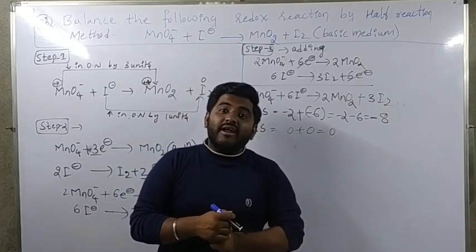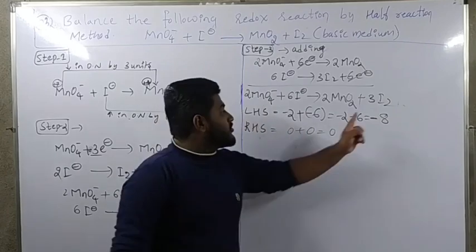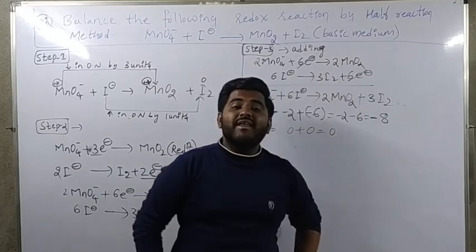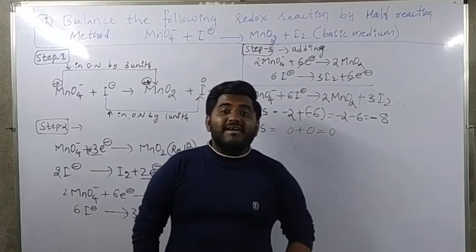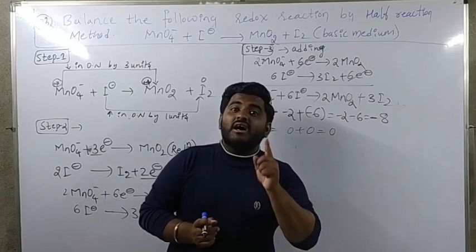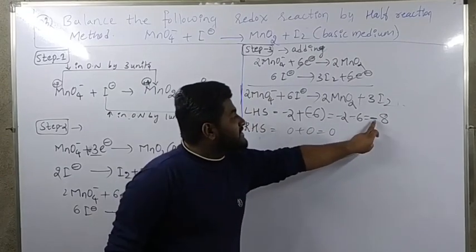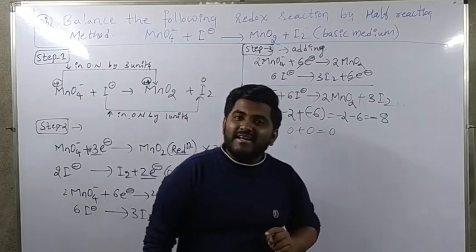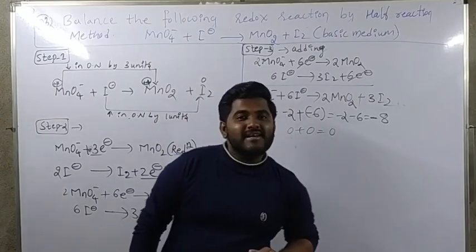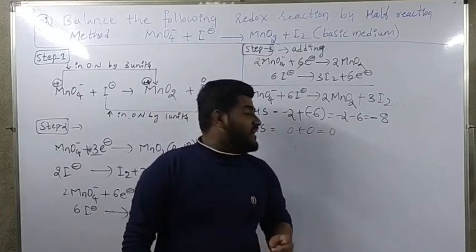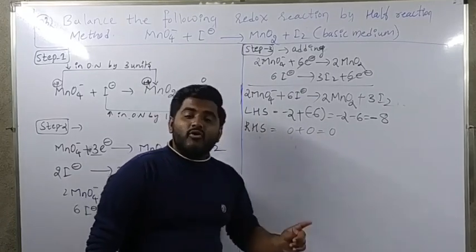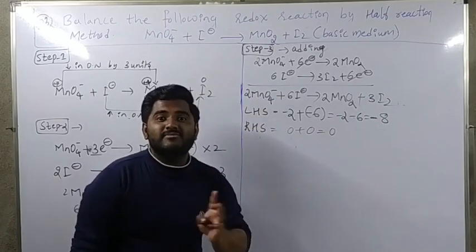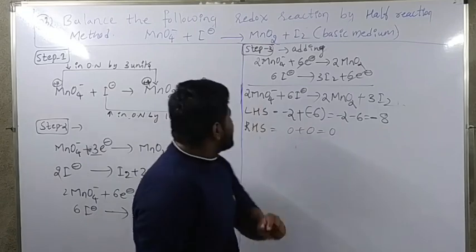What is our aim? Our aim is to make it equal. So -8, 0. How to make it equal? Carefully see the question. The basic medium is given, and I told you if it is a basic medium, we are supposed to add OH⁻. Here -8 is there, here 0 is there. So we can make 0 to -8 by adding 8 OH⁻. If you want -8 on the RHS side, we have to add 8 OH⁻. Followed or not, guys? Yes, let us discuss.